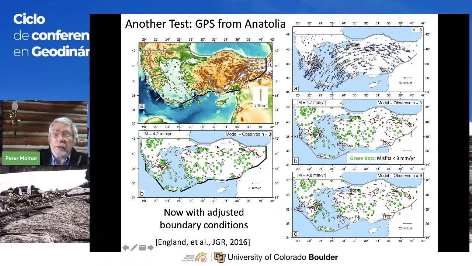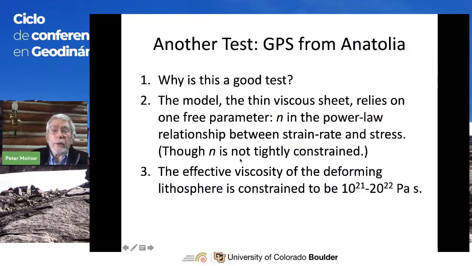This is the best, the smallest misfit that they get by allowing the boundaries to move. But I emphasize that they've used only one parameter. This is a good test. Why? The model, the thin viscous sheet, relies on only one free parameter, the n in the power law. They know the potential energy because they know the elevations and they assume isostasy. So the relationship between strain rate and stress, that's the only thing.